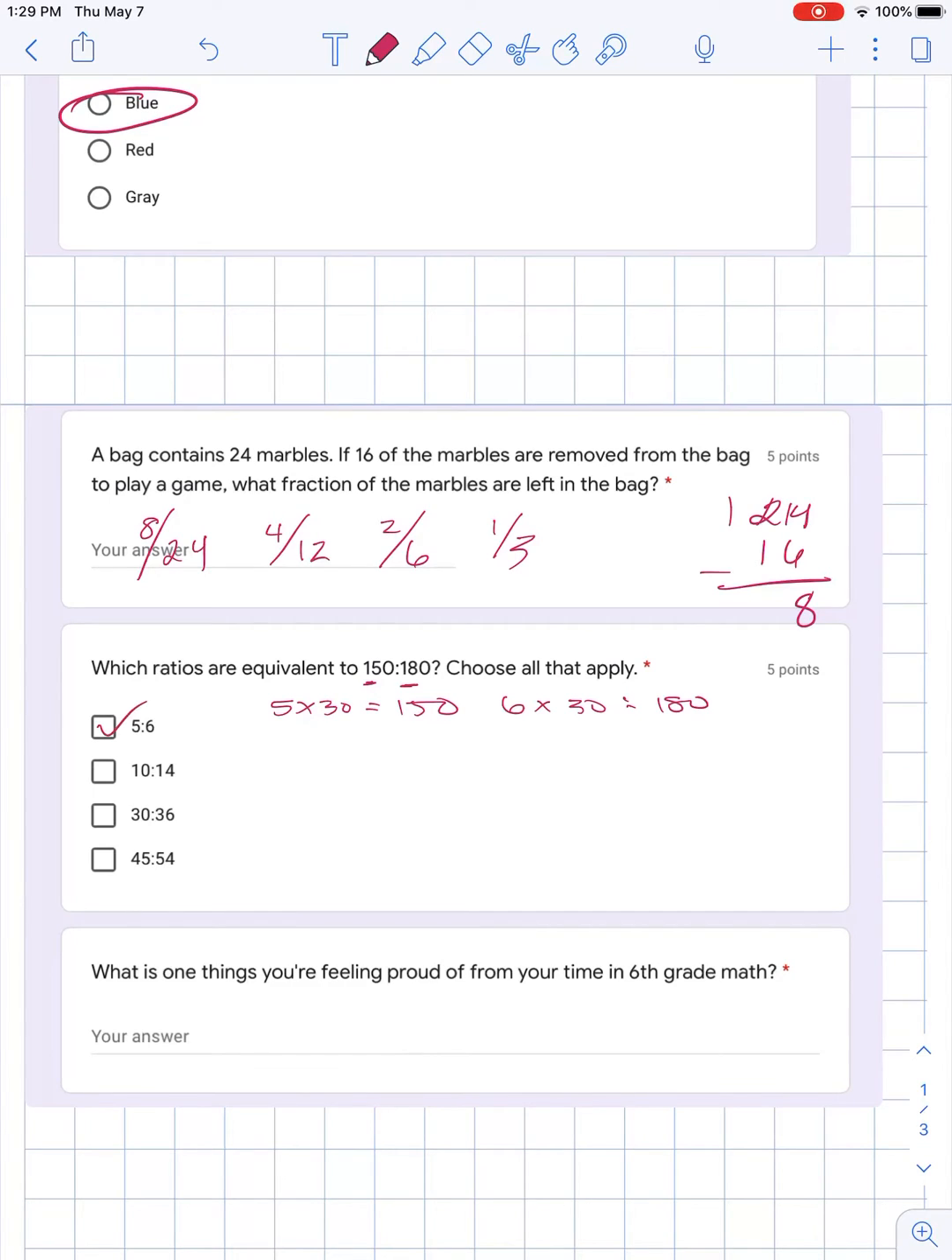5 to 6 works, and if 5 to 6 works, could 10 to 14 possibly work? 5 times 2 is 10. 6 times 2 is 12. So that one's out. That's not going to work. However, I do know that 5 times 6 is 30, and 6 times 6 is 36, so that one works. And 5 times 9 is 45, and 6 times 9 is 54, so that one works.